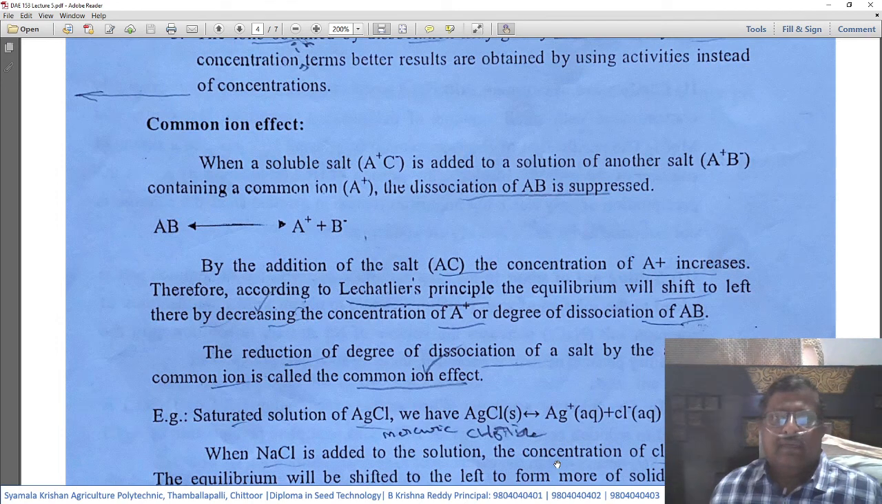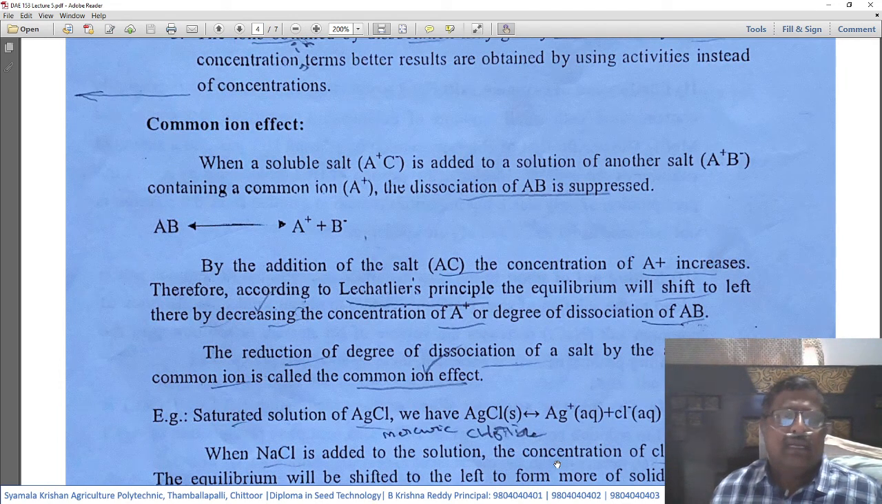Okay, then in such a condition, the dissociation, otherwise known as ionization, of AB gets suppressed, means it will be reduced. Suppressed means the speed will get reduced. This is the common ion effect. Here A plus is the common ion that suppresses the dissociation of AB.